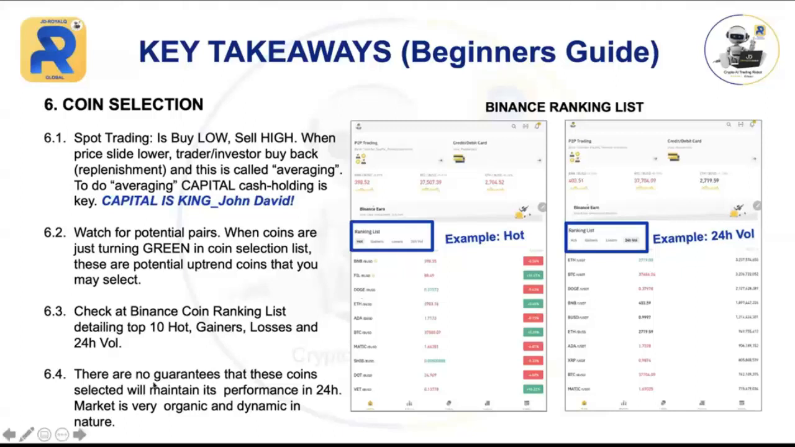Now, please understand, nevertheless, okay, there is no guarantee that the coin selected will maintain its performance in 24 hours. Can you see that? That is the reason why you cannot depend on the coin, you cannot depend on the market. You can depend on the martingale strategy, or you can do a manual replenishment to actually ambush the market, even though the market goes down. So at the end of it, it comes back to wallet management strategy. Those are critical strategies that you need to adopt, okay, and adapt effectively.